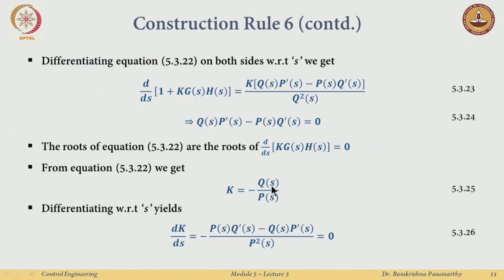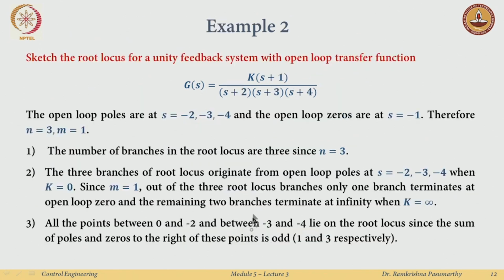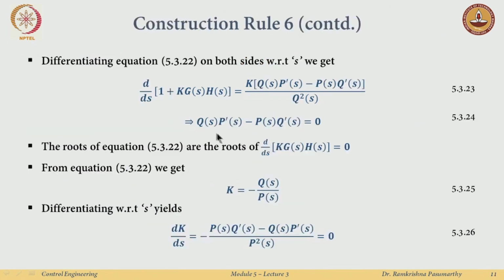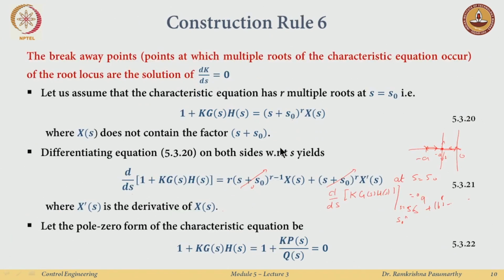Now, let me do something else. So, k is again now a function of s, dk by ds looks like this. And when does dk by ds go to 0? Dk by ds goes to 0 when the numerator of this guy goes to 0, that is p q prime minus q p prime. Now look at these two, sorry, this expression and this expression are the same, right.